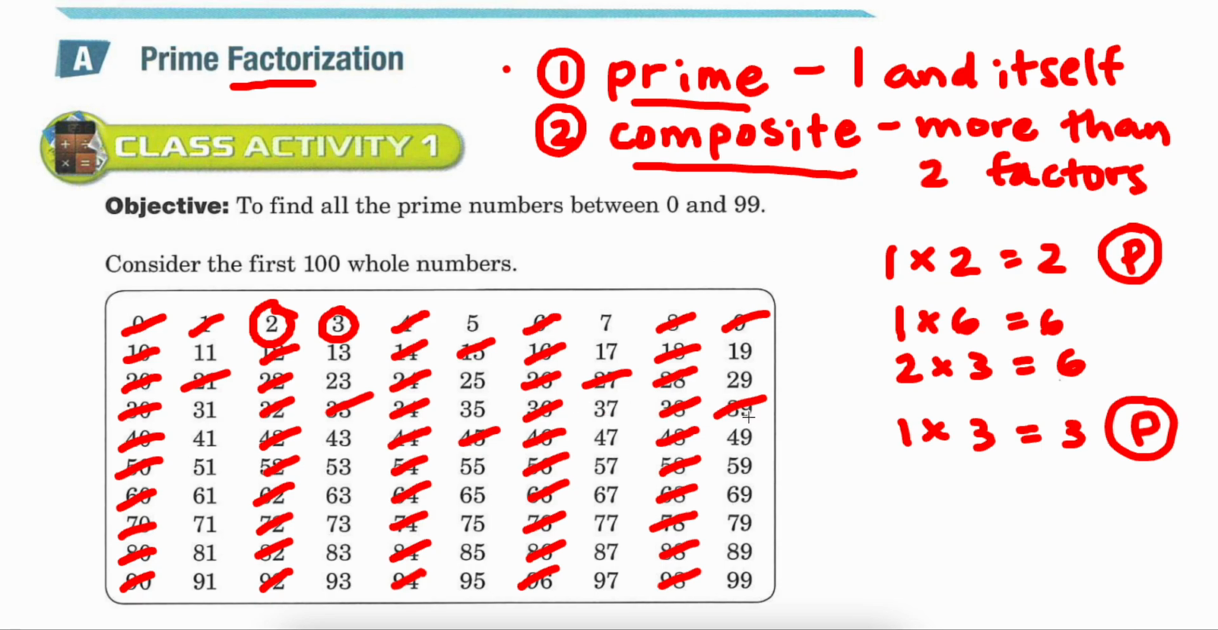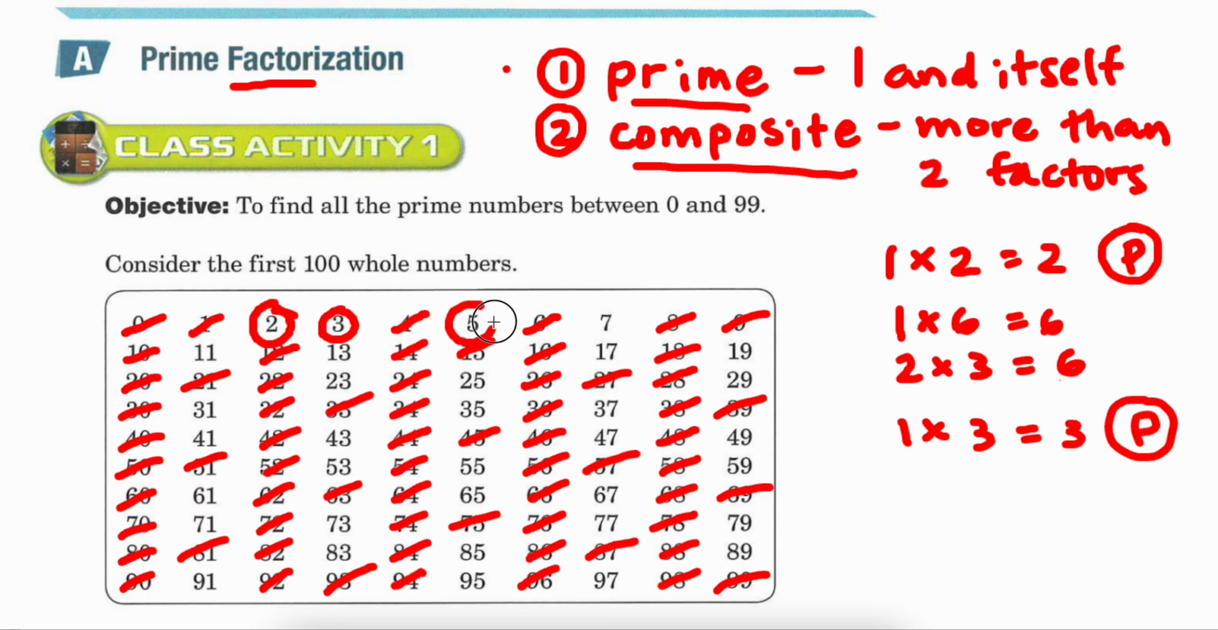So I'm going to go 1, 2, 3, 1, 2, 3, counting by threes down the number chart. This will be easier. Okay, so far just 2 and 3.